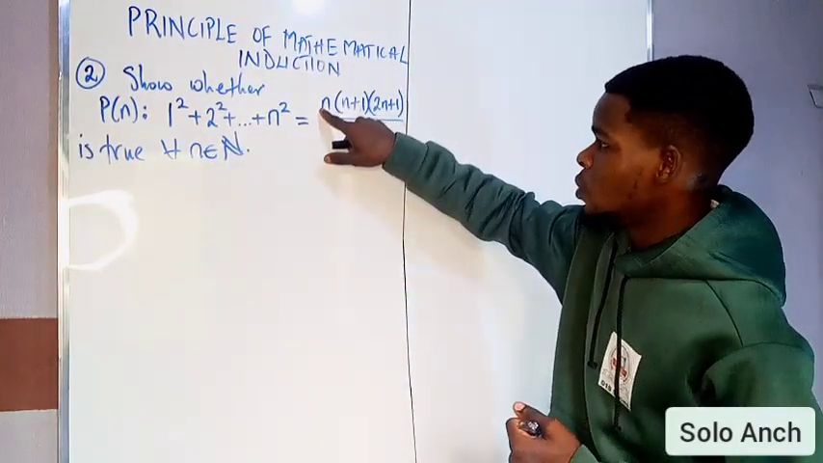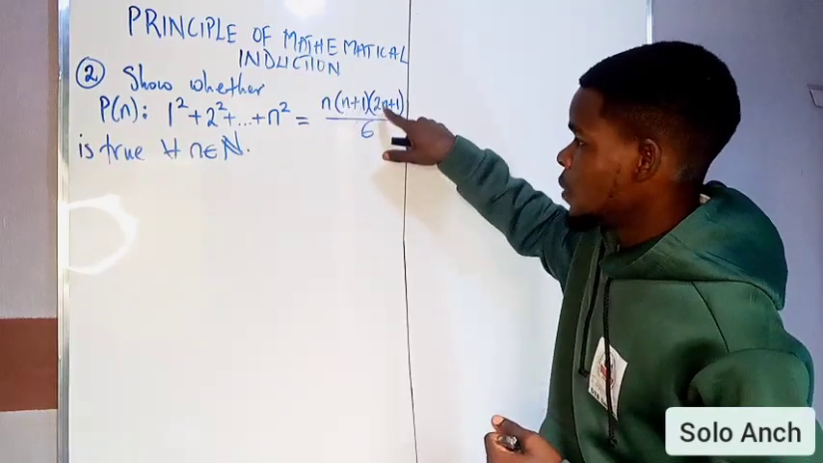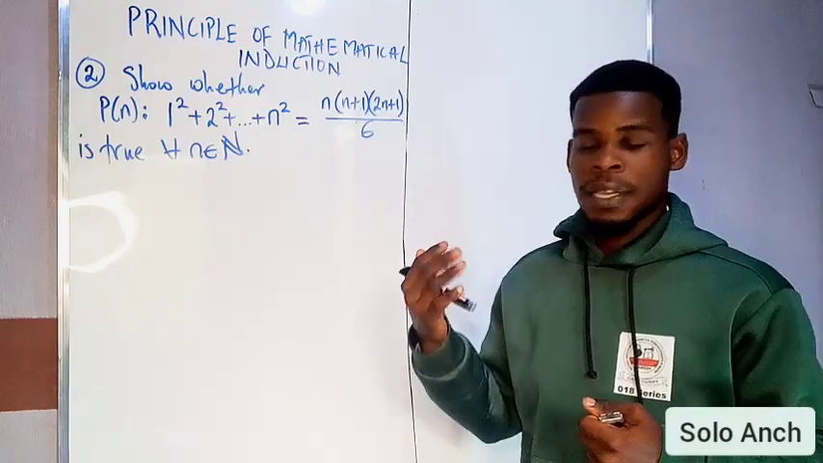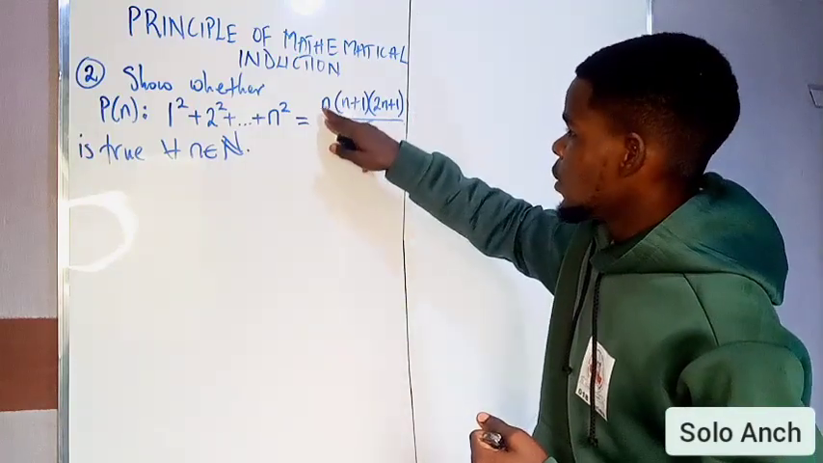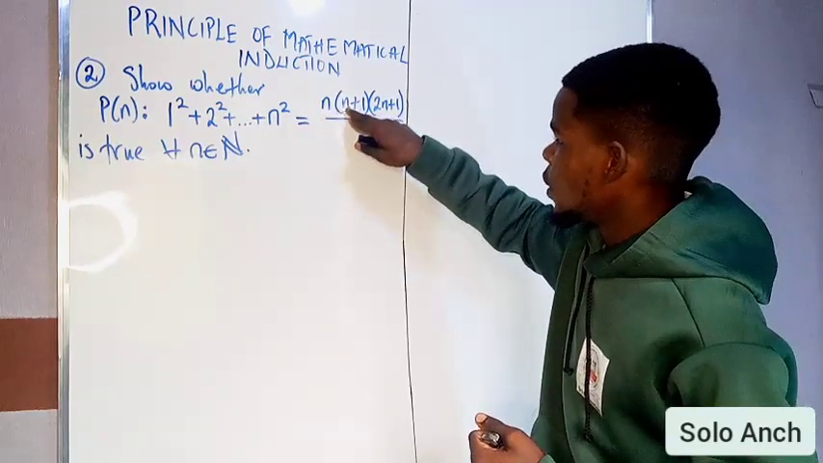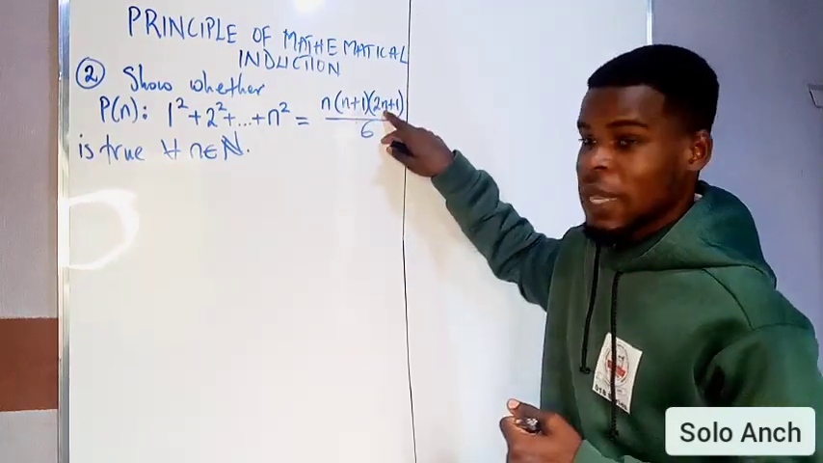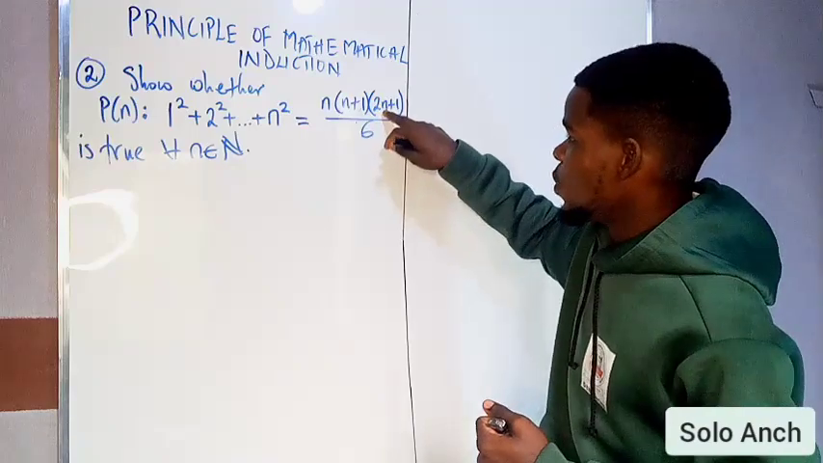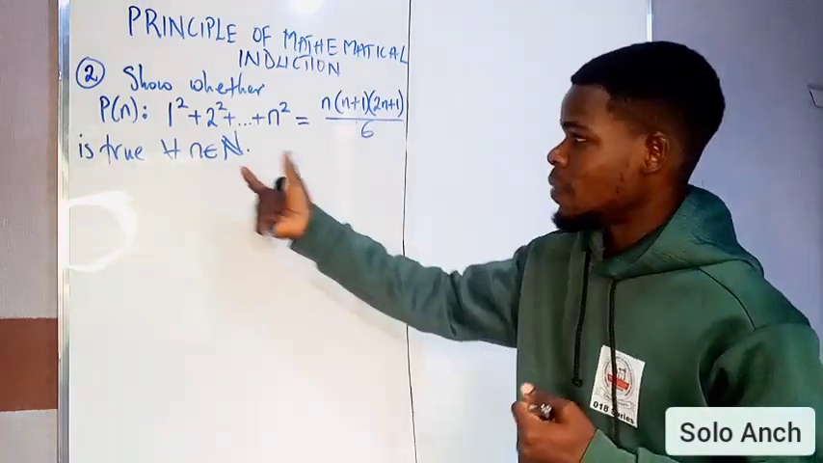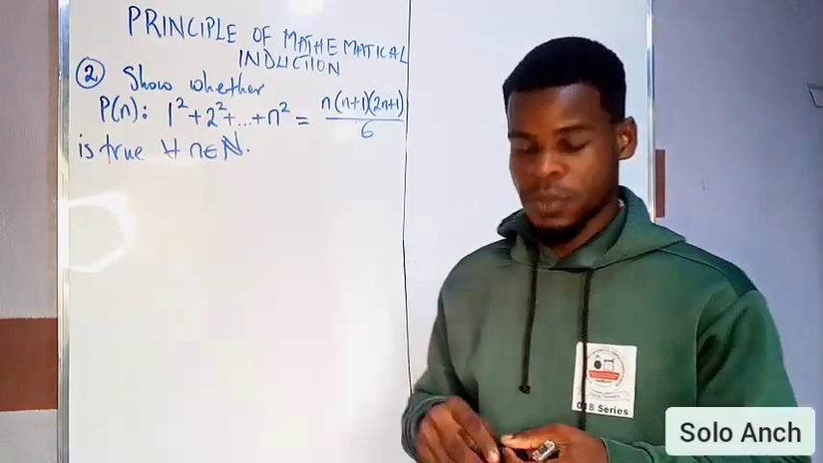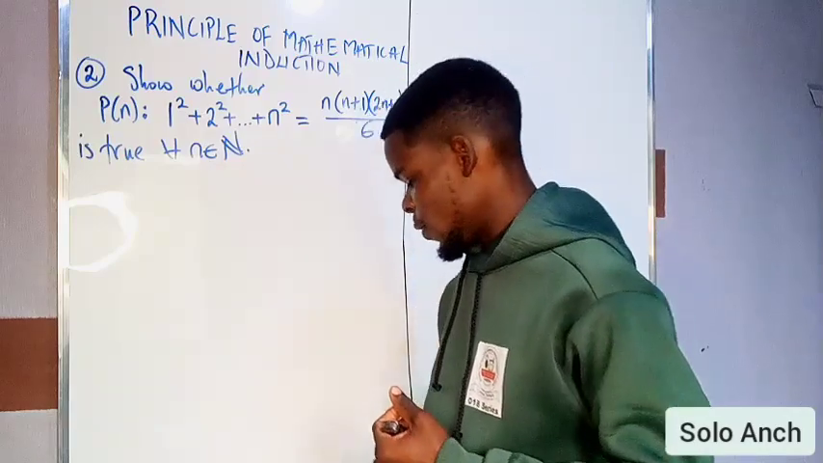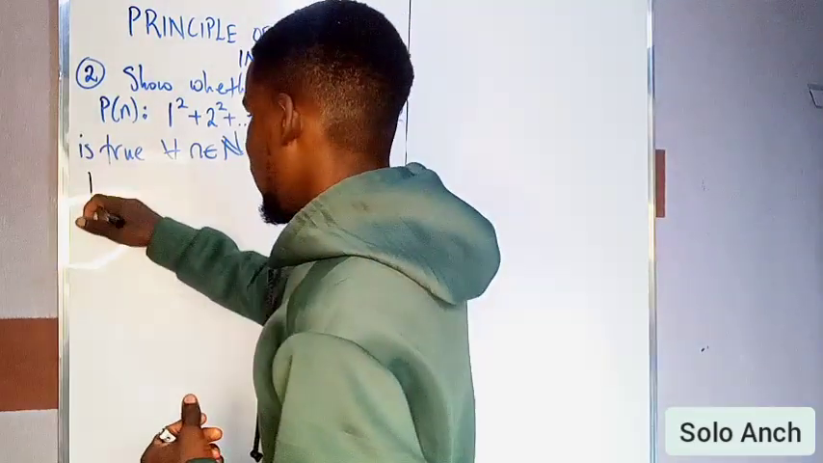Let's just look at it. 2 into 3, okay, that's 6. You now multiply 6 by 5, that is going to be 30. Okay, 30 divided by 6, that's 5. 5 is the same thing as 1 squared plus 2 squared, as we're talking about. Okay, so we've just done a verification, but let's start off as usual using the principle of mathematical induction.